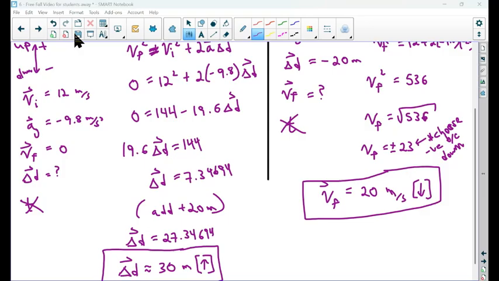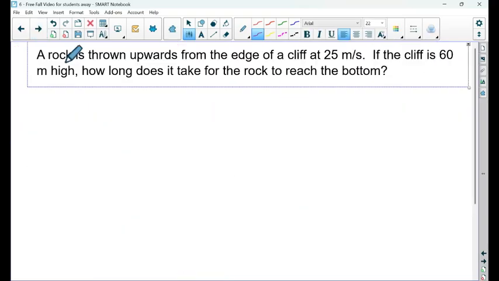Okay, so those are like our core problems. Now let's get into something that is a little bit trickier. A rock is thrown upwards from the edge of a cliff at 25 meters per second. If the cliff is 60 meters high, how long does it take for the rock to reach the bottom?